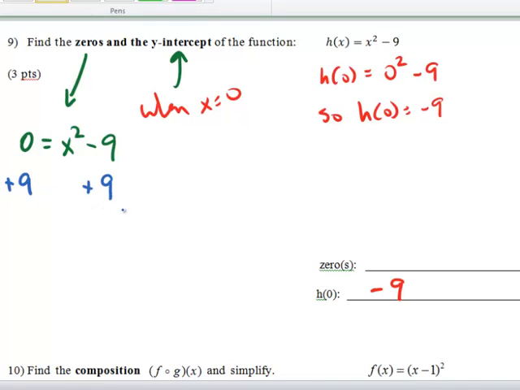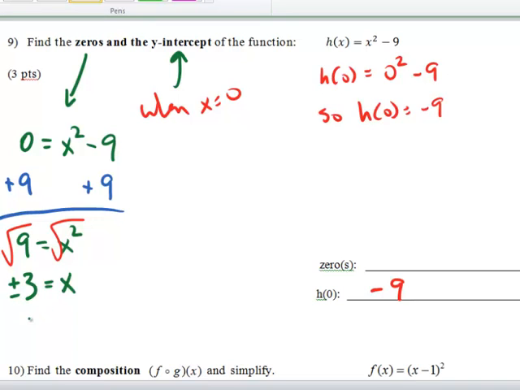So let's just add 9 on both sides, and you get 9 equals x squared. From there, you want to find out what options I have for x. So I take the square root of both sides to figure out what x would be. So x would either be a positive 3, because 3 times 3 is 9, or x could be a negative 3. So we write it plus or minus 3.